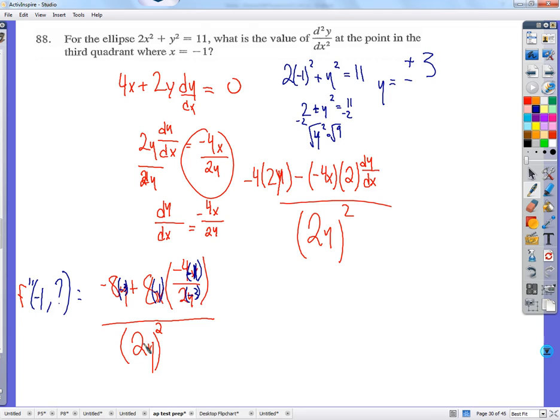Right, grab your calculators and start jamming away with negative 1 and negative 3 plugged into that second derivative.